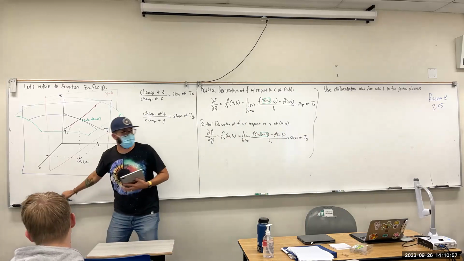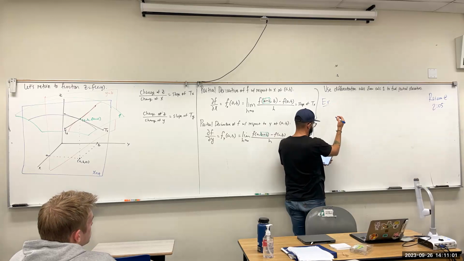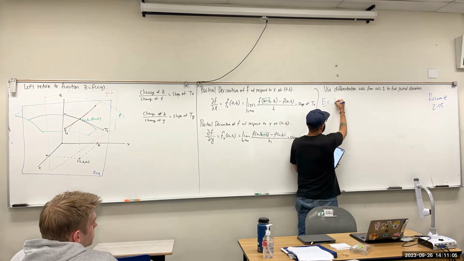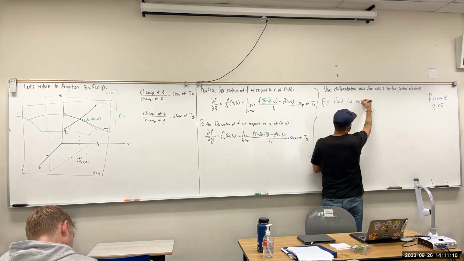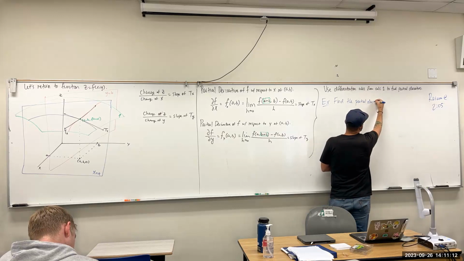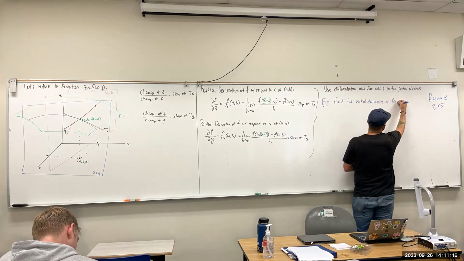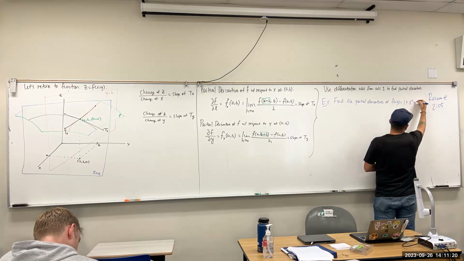So here's where it gets algebraic. And I'm really going to do this one step by step and break it apart so you guys can see it, okay? So find the partial derivatives of f of x,y equals 1 plus x squared plus y squared.